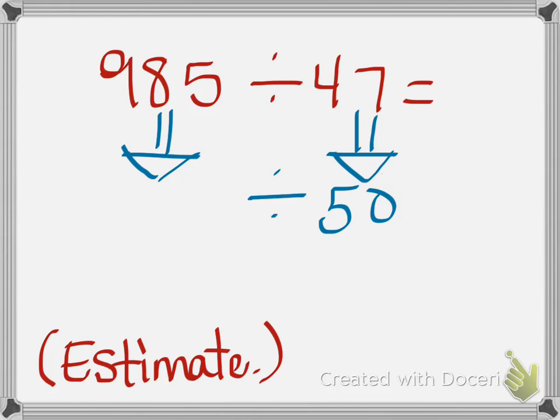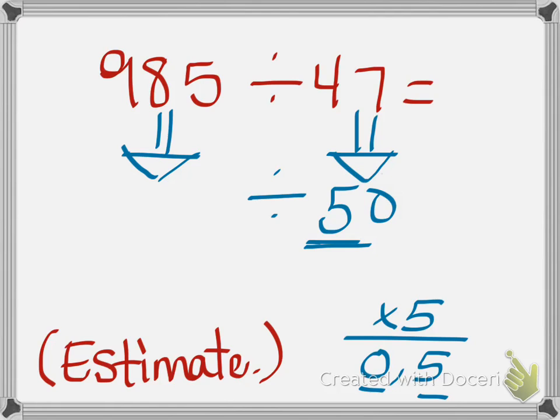And I have to find multiples of 5. I know that all the multiples of 5 always end in a 0 or a 5. Anything that ends with 0 or a 5 is a multiple of 5. So what I can do with 985 is actually change it to 1,000. It's actually closer to 1,000 than it is to 900. So I'm going to change it to 1,000.